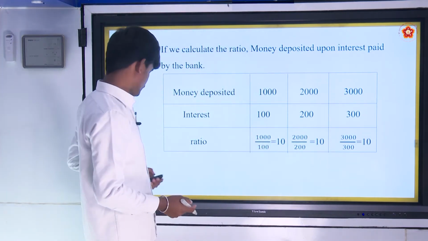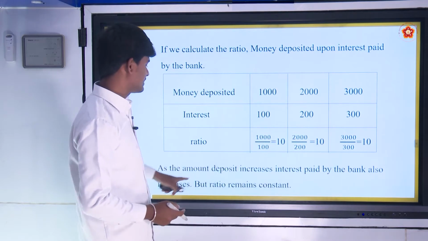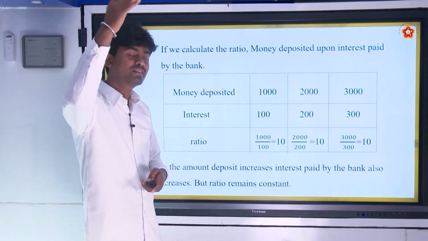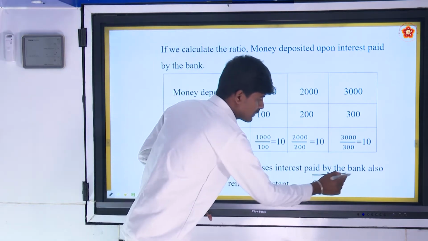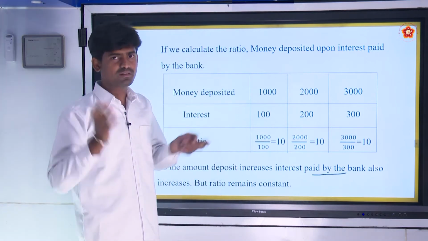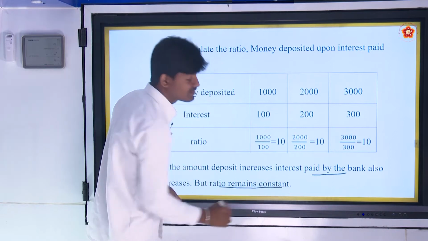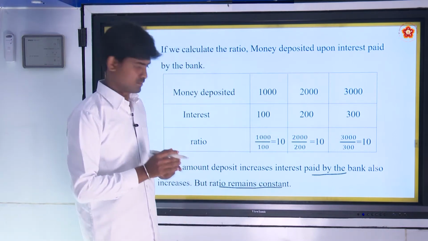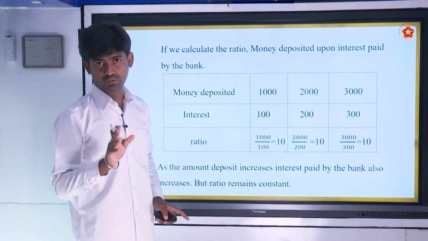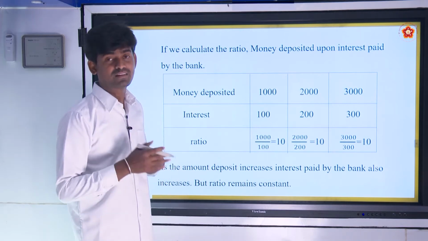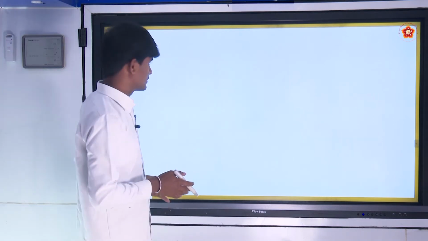So what we understood from this is, as the amount deposited increases, the interest paid by the bank also increases, but the ratio remains constant, meaning x by y is equal to a constant, it doesn't change. That is the thing.